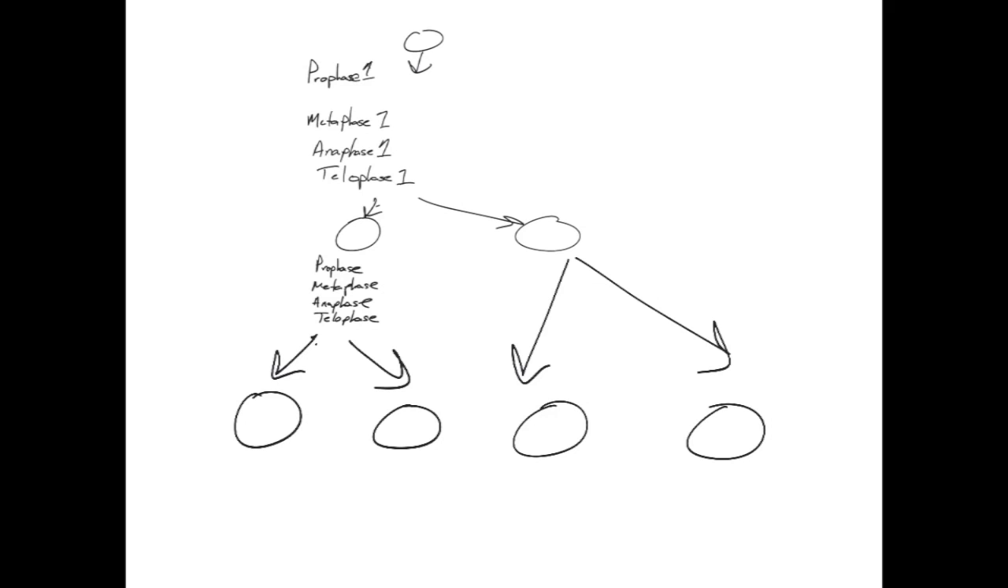This is called gametogenesis, or meiosis is part of gametogenesis. It's the production of gametes, right? So these are going to be gametes. They're either going to be sperm or egg, one of the two. In a female, it'll be eggs. In a male, it'll be sperm. That's it.